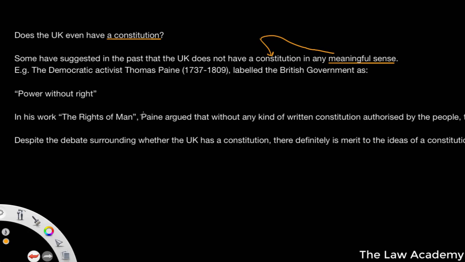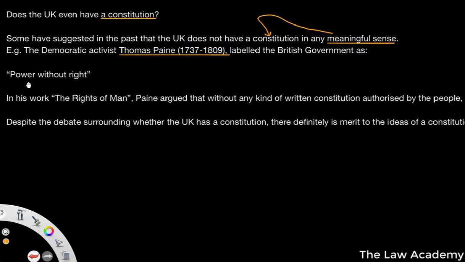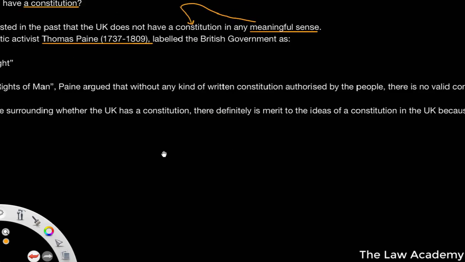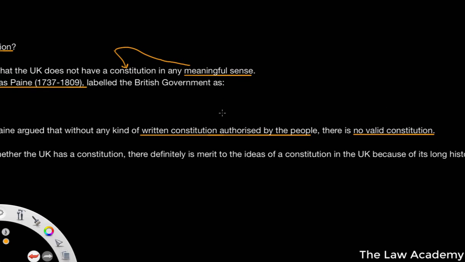And an example of this would be the democratic activist Thomas Paine, 1737 to 1809, who labelled the British government as, quote, power without right, okay? And in his work, The Rights of Man, Paine argued that without any kind of written constitution, authorised by the people, there is no valid constitution. So in the United States, you would argue that the writing of the Constitution was done by the consent of the people following the Revolutionary War.